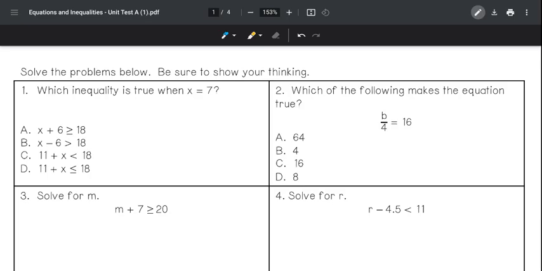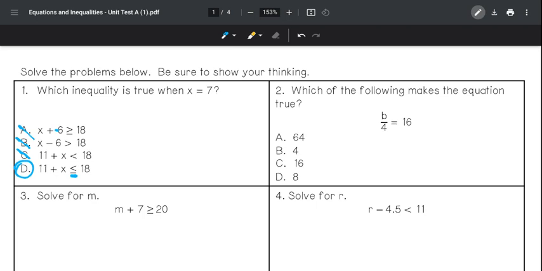Well, if I put the number 7 in for x, I have to decide which of these statements makes a good, correct statement. So 7 plus 6 is greater than or equal to 18. Last time I checked, 13 is not bigger or equal to 18, so A is out. 7 minus 6, which is 1. 1 is greater than 18. False. 11 plus 7, which is 18, is less than 18. 18 is not less than 18. D. 11 plus 7 is 18. 18 is less than or equal to 18. True.